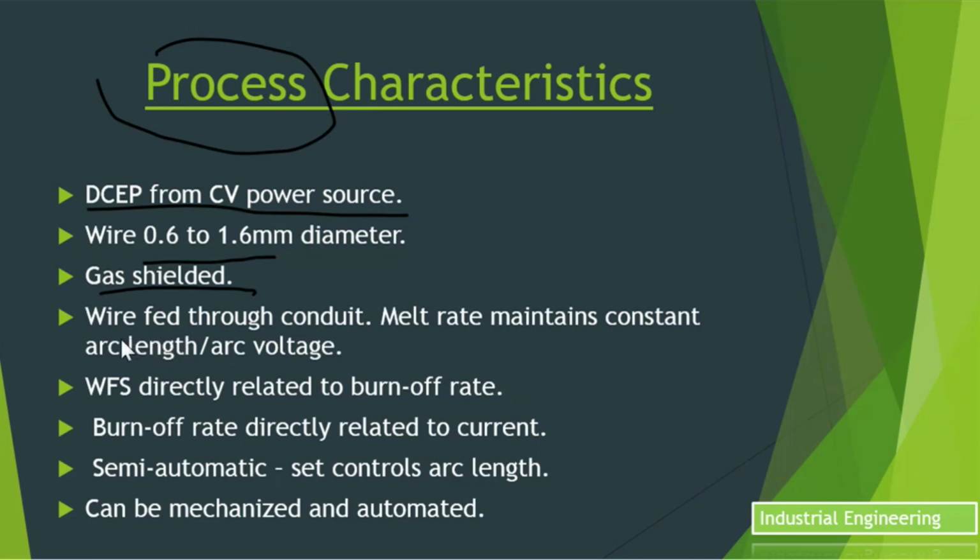Wire is fed to the torch through a conduit. Melting of the electrode maintains a constant arc length and voltage. Wire feed speed is directly related to the electrode melt rate. If you increase the wire feed speed, the rate at which the electrode is melting automatically increases. The burn off rate is directly related to current, meaning the faster the electrode melts, the more the current will also increase. In this welding, you can also control the arc length. As I've already said, it is an automatic or a manual process.